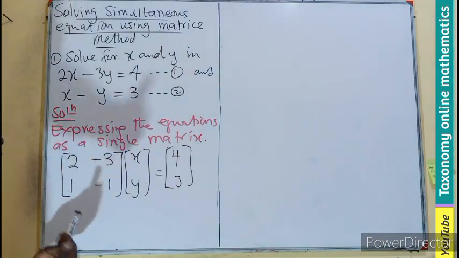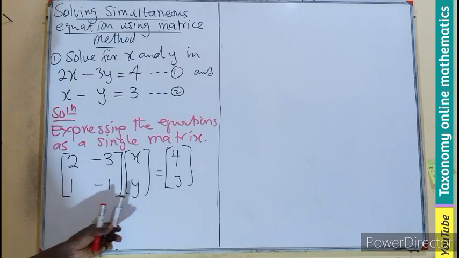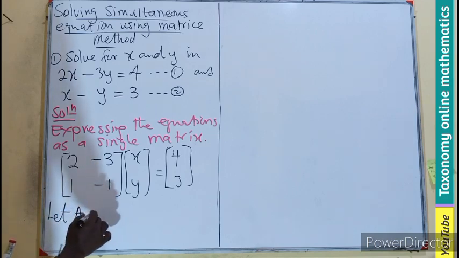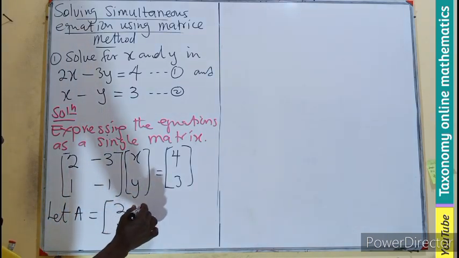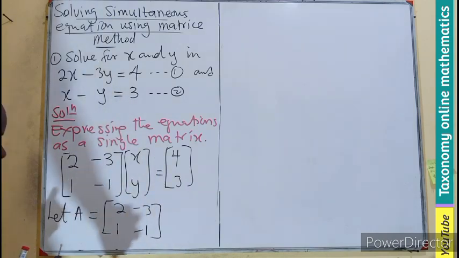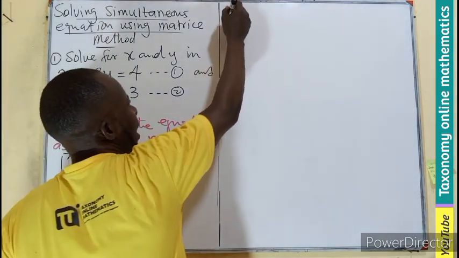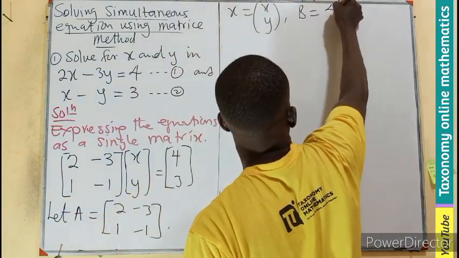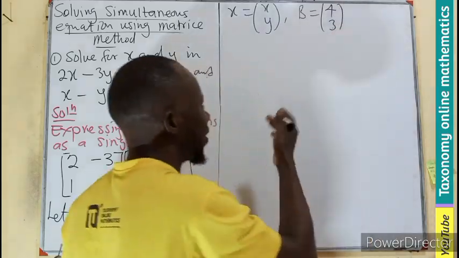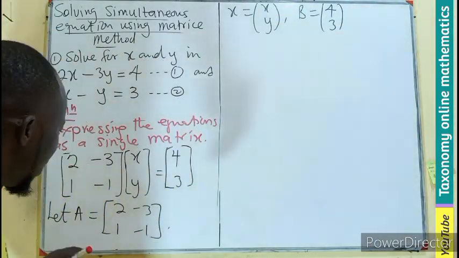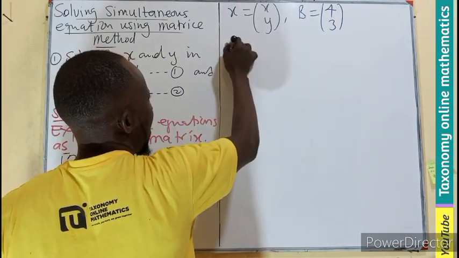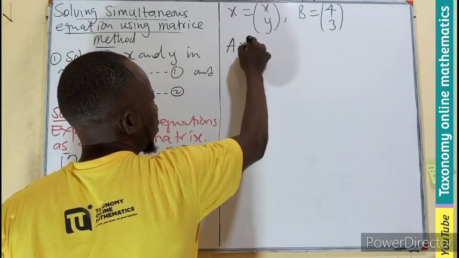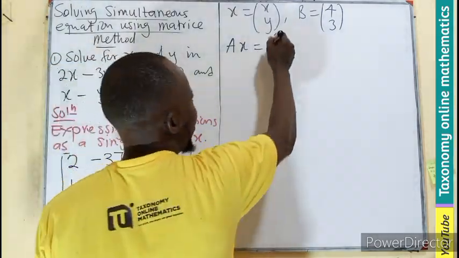So what we can do mentally is divide both sides to get the inverse. Or we just say let A equal the matrix 2, 1, minus 3, minus 1. Then we let x also equal x, y. Then we let b equal 4, 3 as the various matrices. So that gives us A, which is the matrix, times x, which is this, equals the final part, which is going to be b.